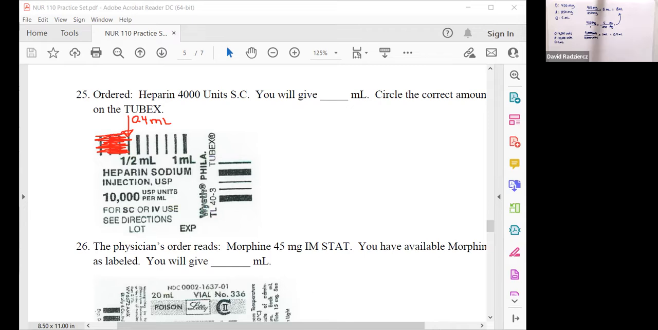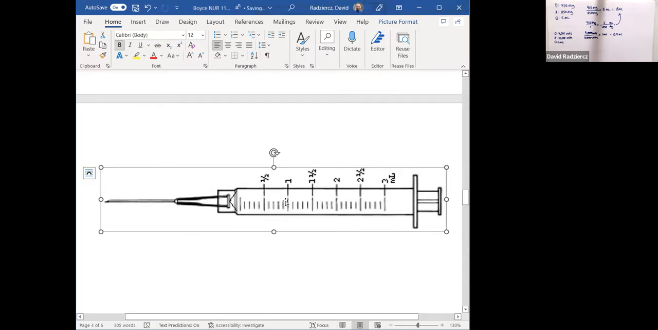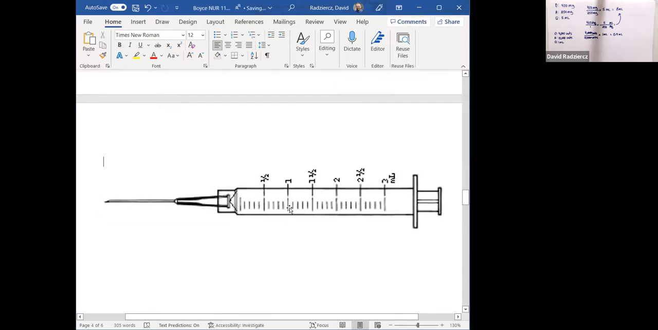Now on your syringe, if we were marking 0.4, we have to first make sure, can we do that? So I'm going to blow up this image here. I need to make sure. This is 0.5, so this should be 0.6, 0.7, 0.8, 0.9, 1.0. Good, so I can mark that.